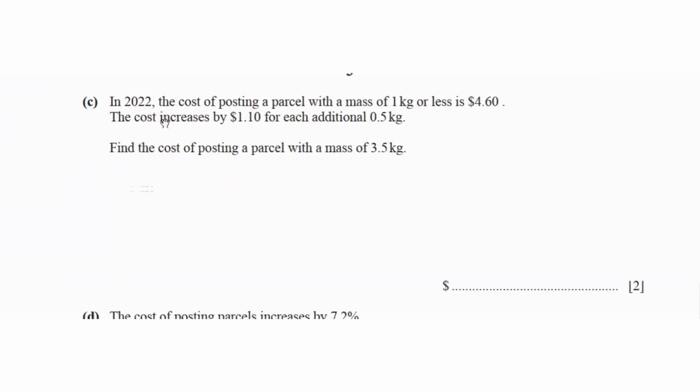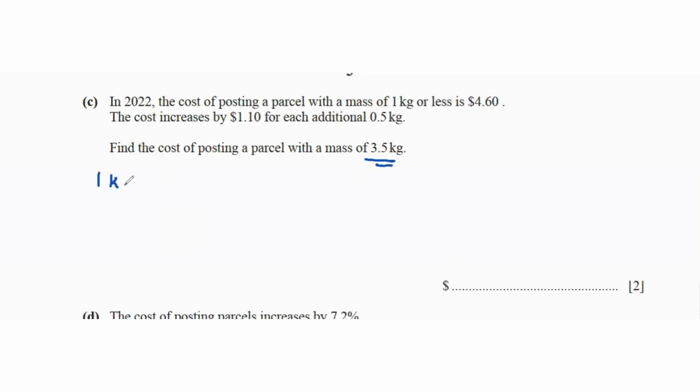Then it says in 2022, the cost of posting a parcel with a mass of 1 kg or less is $4.60. The cost increases by $1.10 for each additional 0.5 kg. Find the cost of posting a parcel with a mass of 3.5 kg. So if the parcel is 1 kg or less, the cost is 4.60. So our parcel is 3.5 kg. So the cost increases by 1.10 for each additional 0.5 kg.